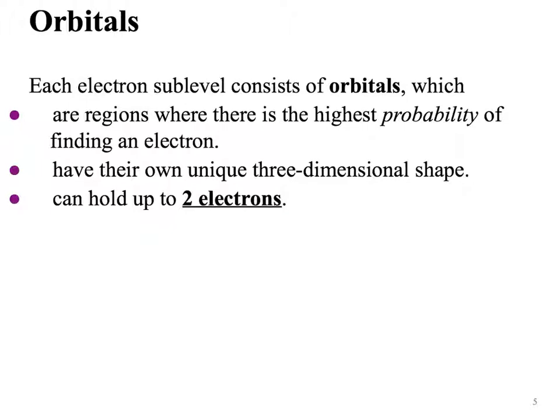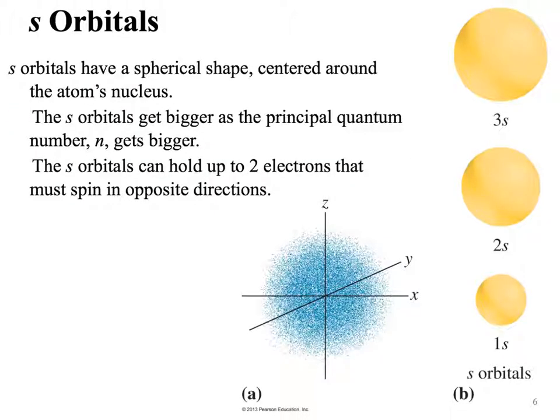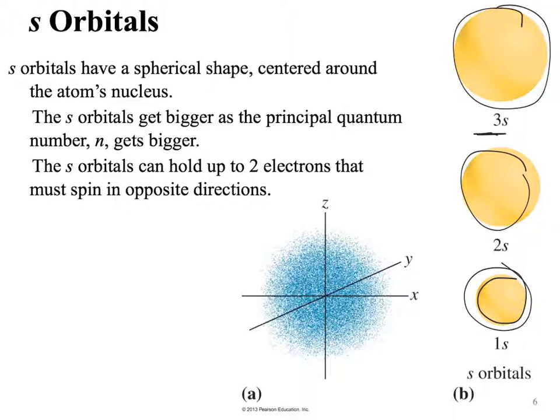Each electron sublevel is an orbital. And this is just a region where there is a very high probability of finding the electron. We can put a maximum of 2 electrons in each orbital. So for example, the S orbital looks like a sphere. The higher the n value, the bigger the radius of the sphere, and the larger the orbital will be.